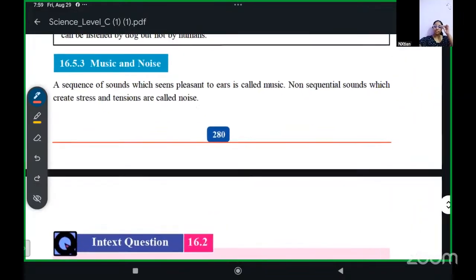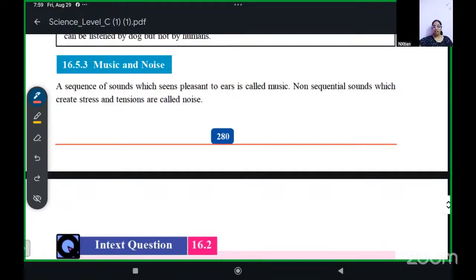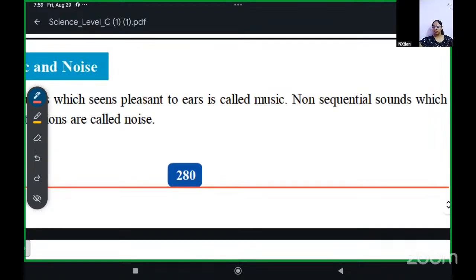Then there is music and noise. A sequence of sounds which seems pleasant to the ear is called music, and non-sequential sounds which create stress and tension and are not pleasant to hear are called noise. In music, sounds are arranged in a pattern or sequence. The notes and the harmony are all arranged in a sequence.